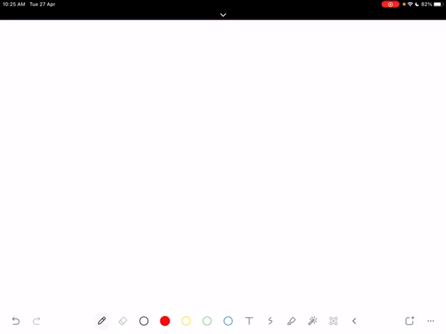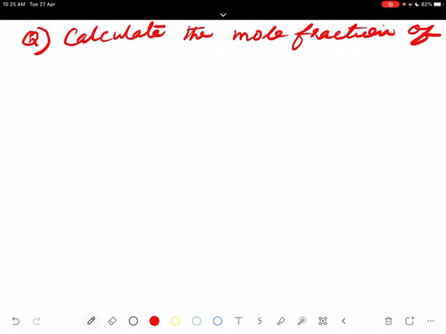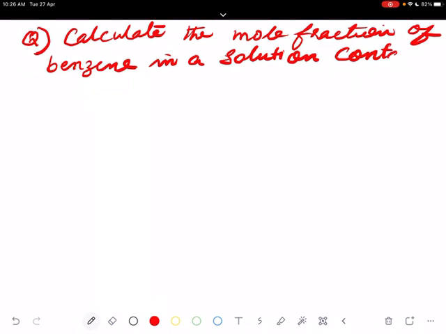Question. Calculate the mole fraction of benzene in a solution containing 30% by mass.